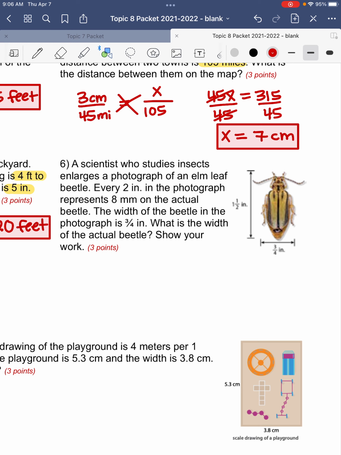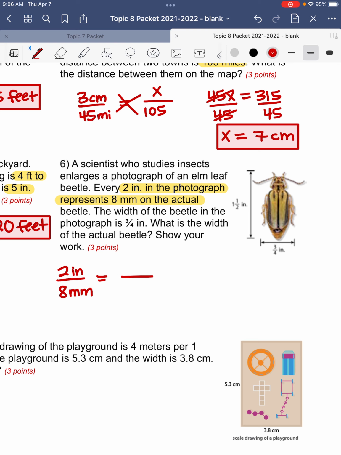What is the width of the actual beetle? Show your work. Okay, so important information: 2 inches in the photograph represents 8 millimeters on the actual beetle, right? So 2 inches equals 8 millimeters. I'm going to use that to make my first fraction.